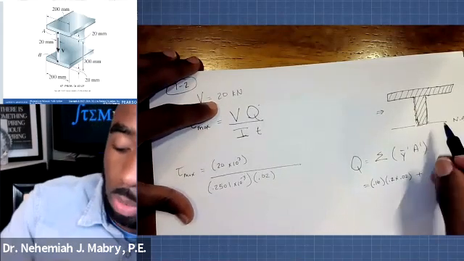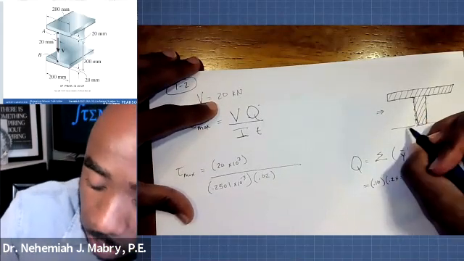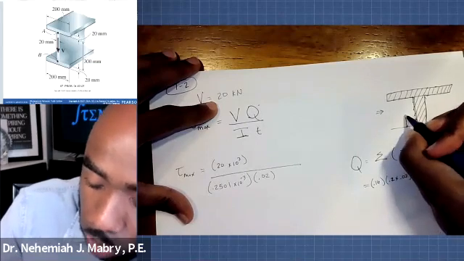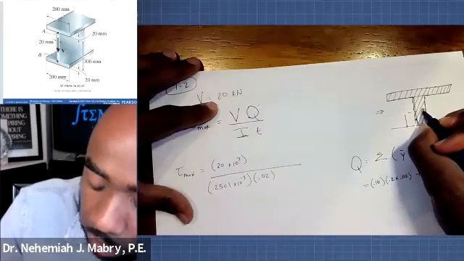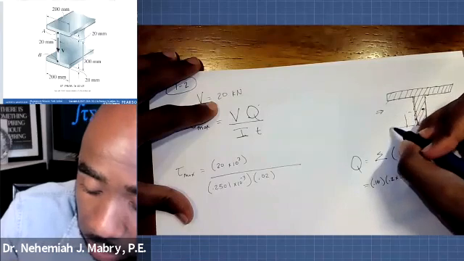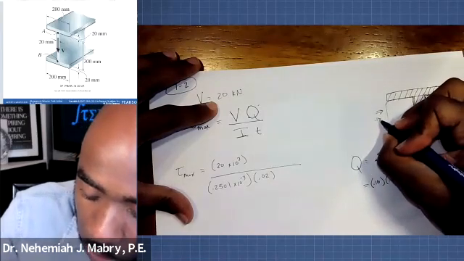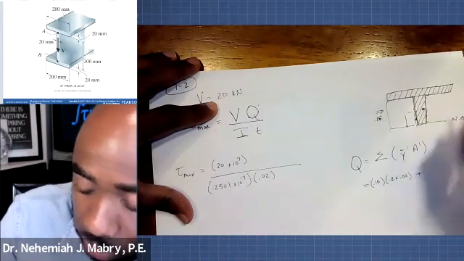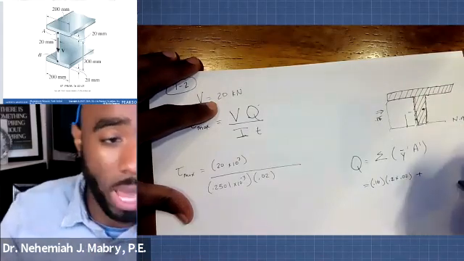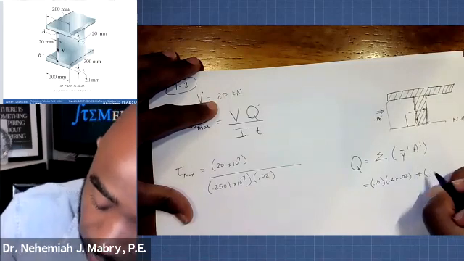plus, now what's the y bar for this place right here, right? We're going from the neutral axis to whatever the center of this section is. Well, we know that this one here is 15 overall, or 0.15. So what's half of it? Well, half of it is 0.075.